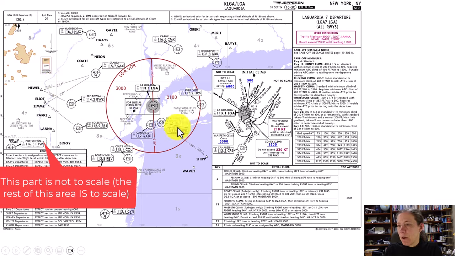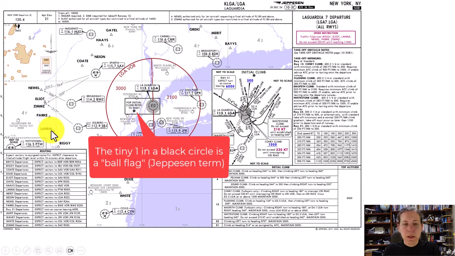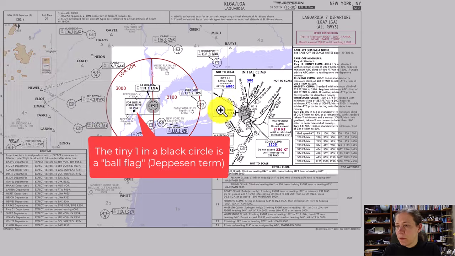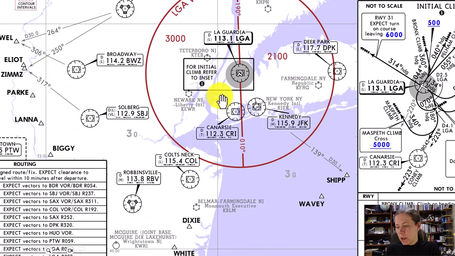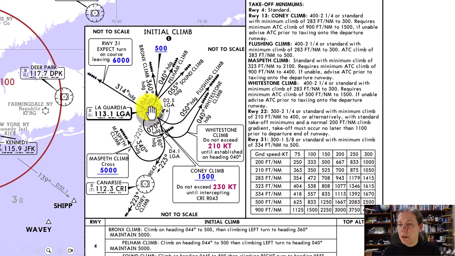All right. Now, this is a very interesting one because it says for initial climb, you have to look at the inset, and we have what's called a Jeppesen ball flag. We can look at that. Let me zoom in. So my initial climb information is provided right here in visual form by Jeppesen. So let's start with the Flushing climb.